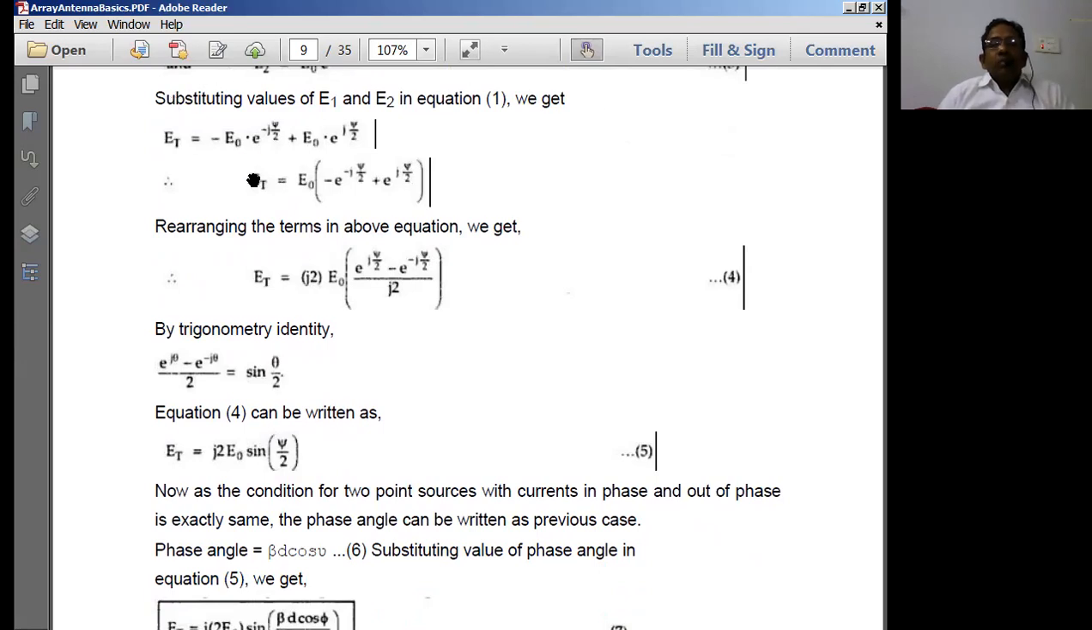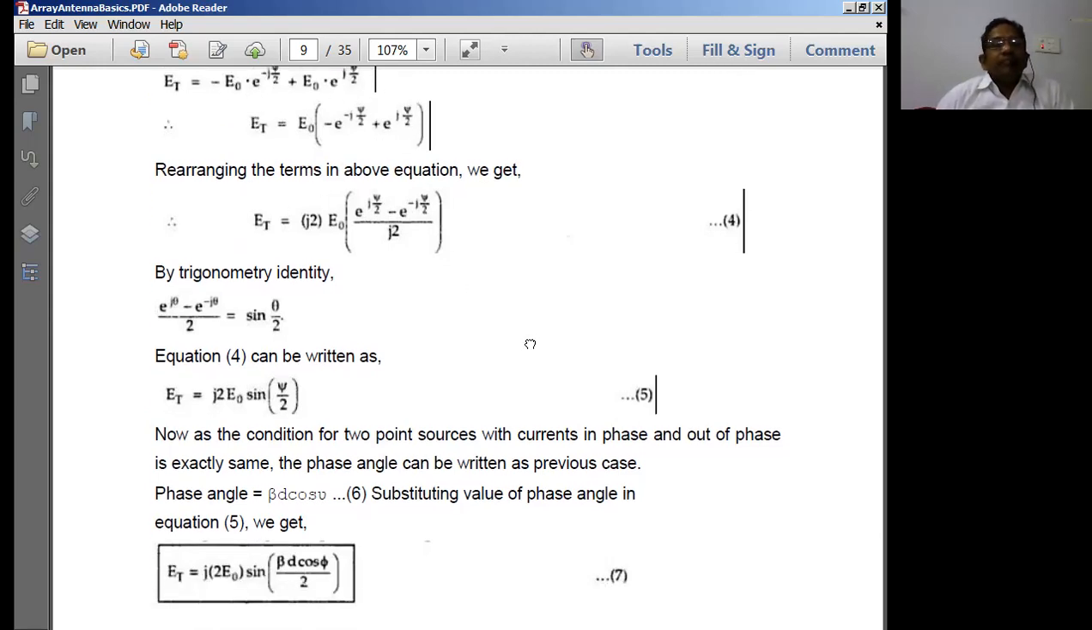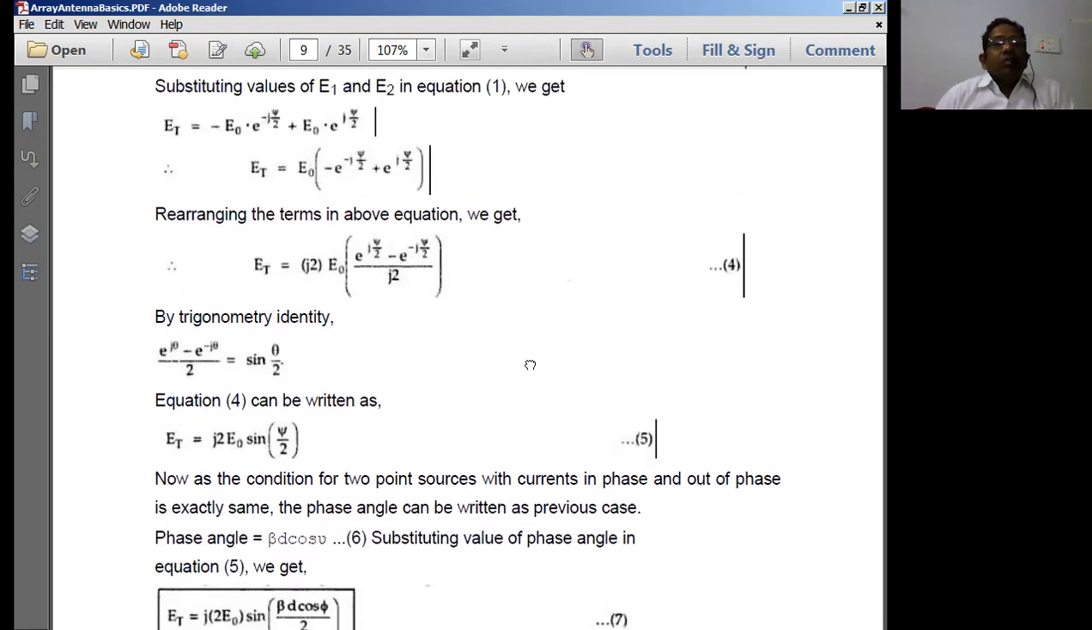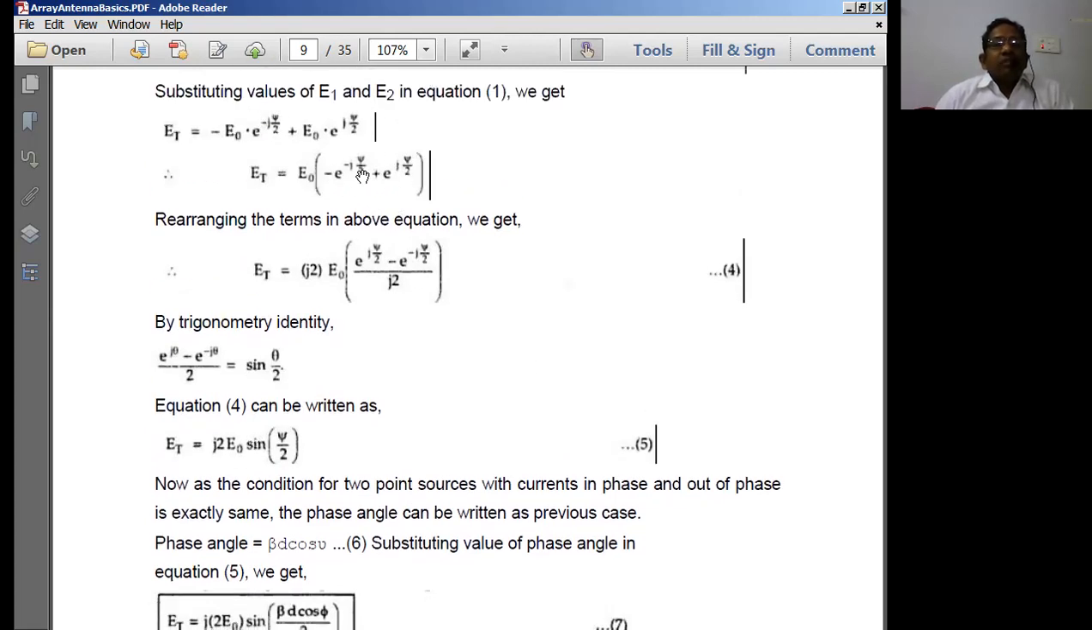So it tells that one is going to be in the positive direction, the other one is going to be leading, one is going to be lagging. So it shows that. Therefore, we can write like this: minus of e power minus j xi by 2 plus e power j xi by 2.